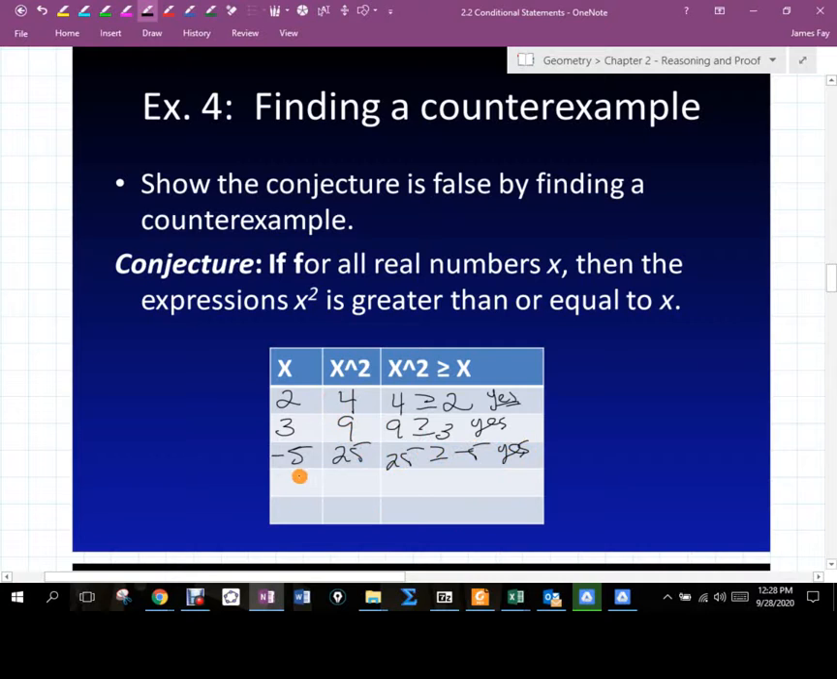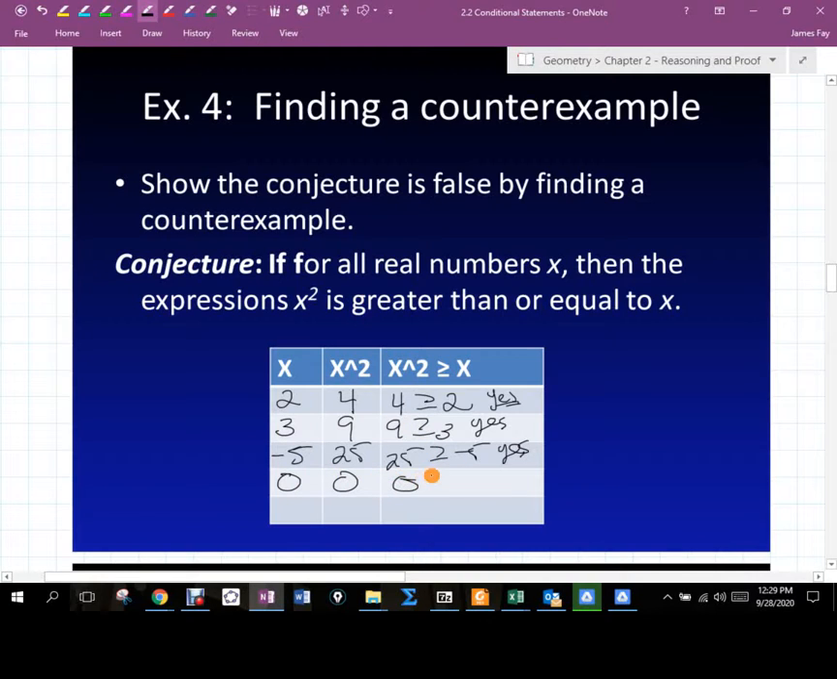What about 0? Because I've tried positive numbers, now I've tried a negative number. Let's try 0. Depending on how you want to use it, 0 is sometimes referred to as non-negative, and sometimes as non-positive. It's just the way that you want to deal with it. But if I square 0, what do I get?